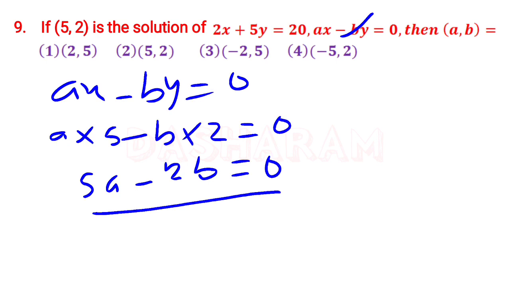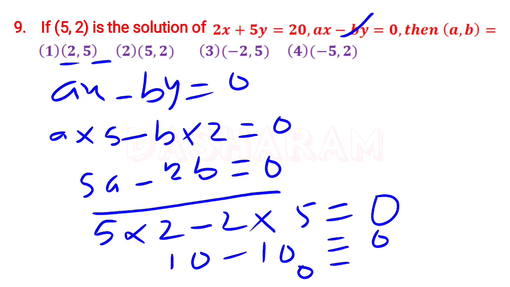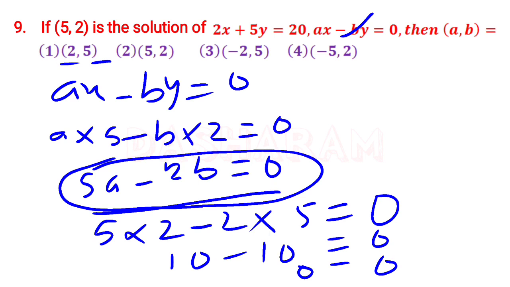So in the given four options, which option will satisfy 5a minus 2b equals 0? Observe the first option, a value 2, b value 5. So 5 into a value 2 minus 2 into b value 5 equals 0. 5 2s are 10 minus 2 5s are 10 equals 0. So 0 equals 0. So option 1 satisfies the given 5a minus 2b equals 0. So the required option is 1.